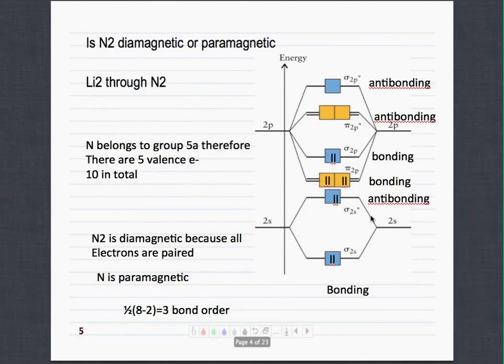So the bond order of N2 is 3. You can do exactly the same for Li2 plus, Be2 plus, B2 plus, C2 plus. It's exactly the same. You will be given this, and all you have to do is calculate the number of valence electrons of the 2 atoms, fill them according to Hund's rule, figure out whether it's diamagnetic or paramagnetic, and find the bond order. And we're going to do an i>clicker example of that.